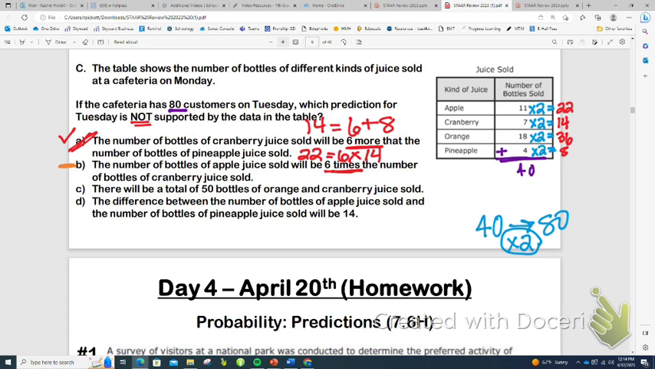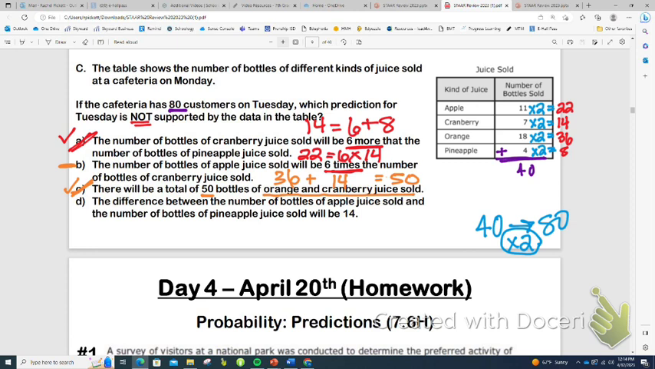C says there will be a total of 50 bottles of orange and cranberry juice sold. So if we add orange and cranberry together, that should equal 50. Orange had 36, cranberry had 14. 36 plus 14 is 50, which means that is a true statement, and we want to choose false statements.